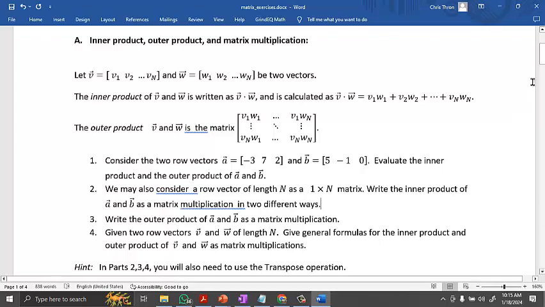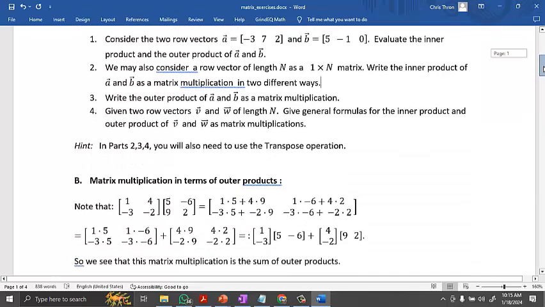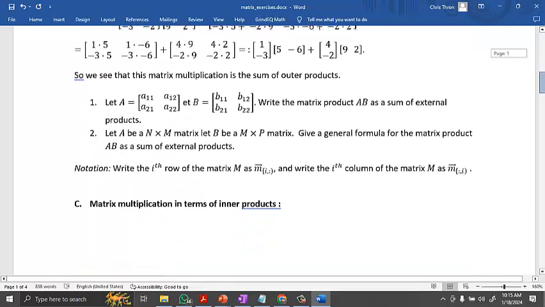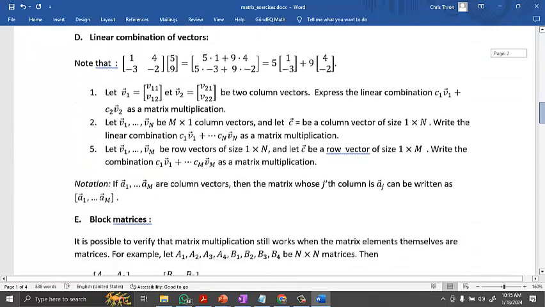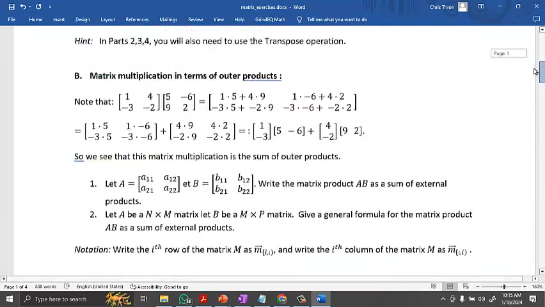There are more exercises, not just this one. So there's several exercises here. So don't think that this is the only exercise.